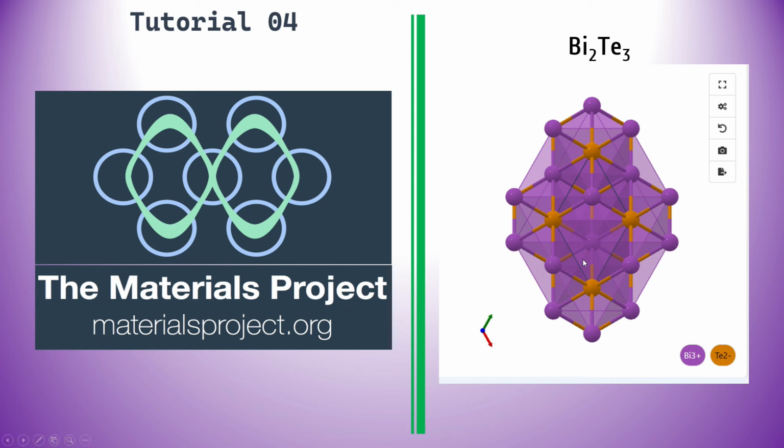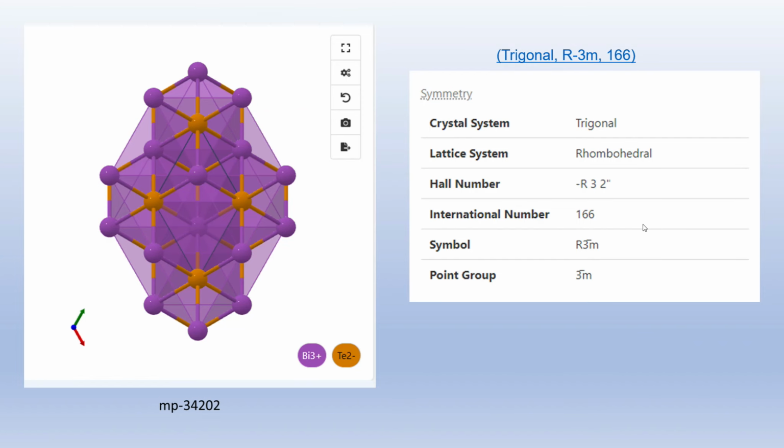This is the bismuth telluride crystal structure. These are the important things you need to consider before downloading the crystal structures. The crystal system is trigonal, the lattice system is rhombohedral, the international number is 166, and the space group symbol is R3M. You need to know this before downloading these crystal structures.